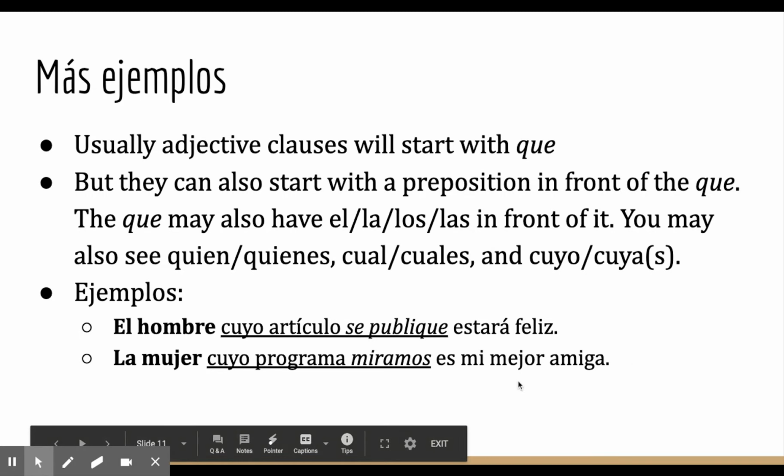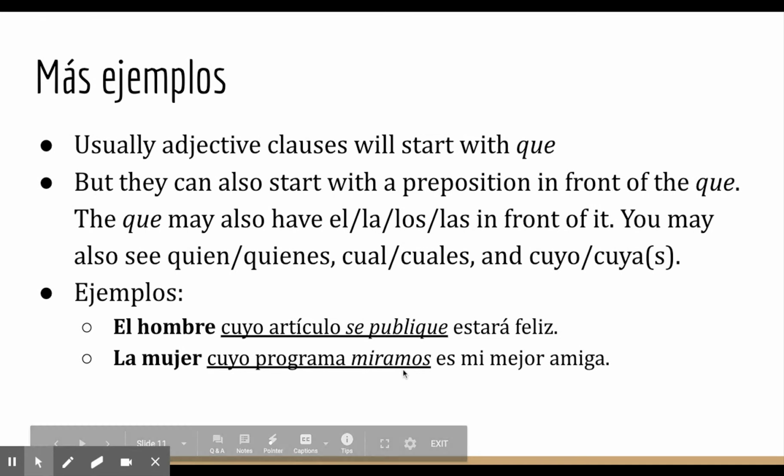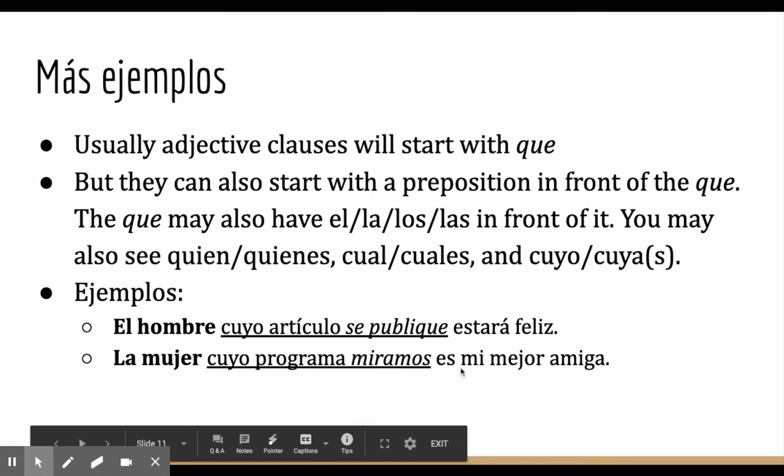No, it can't be, sorry. Because at the end it says, es mi mejor amiga, so you obviously know the identity of the woman. So la mujer cuyo programa miramos is the woman whose program we watch is my best friend. And as I said, the end here makes the difference, right? If I'm saying she's my best friend, obviously her identity is known, so you're going to use the indicative.